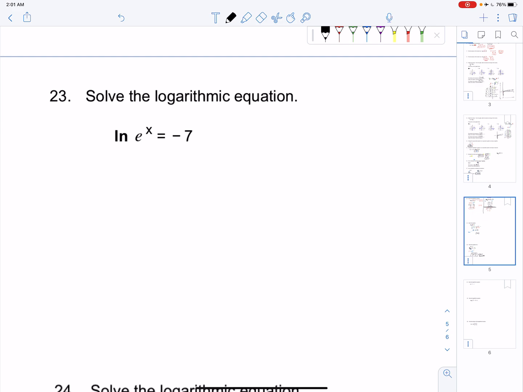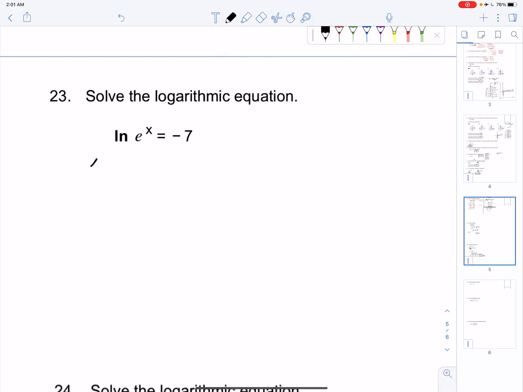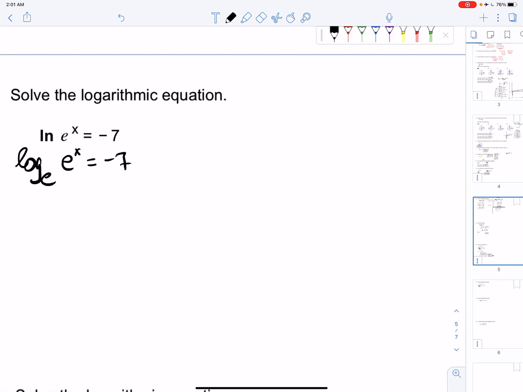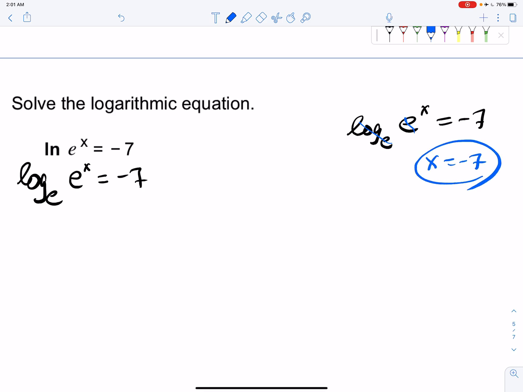Number 23 says the natural log of e to the x equals negative 7. Once again, you might want to think about this as log base e, argument is e to the x, equals negative 7. If you paid attention to what I said before, aren't log base e and base e inverses of each other? Yep, these guys are inverses, leaving us with x equals negative 7. Man, it doesn't get any faster than that. But we're not going to do it that way because we don't have that yet.